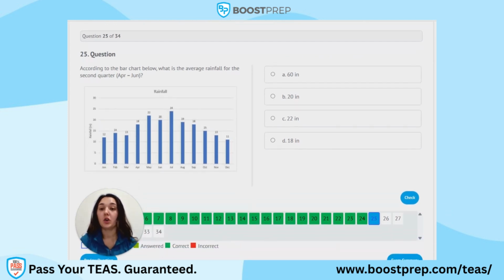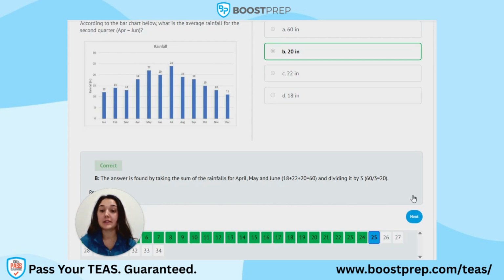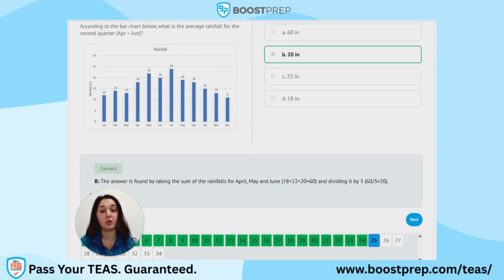Question 25. According to the bar chart below, what is the average rainfall for the second quarter, April to June? A, 60 inches, B, 20 inches, C, 22 inches, D, 18 inches. Correct answer is B, 20 inches. So the answer is found by taking the sum of the rainfalls from April, May, and June, which would be 18, 22, and 20, and that equals 60, and then you divide by 3 for April, May, and June, 3 months. That gives you 20.